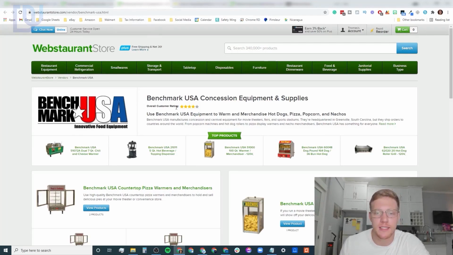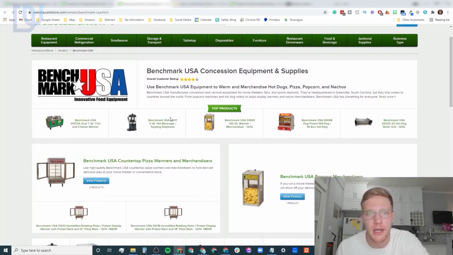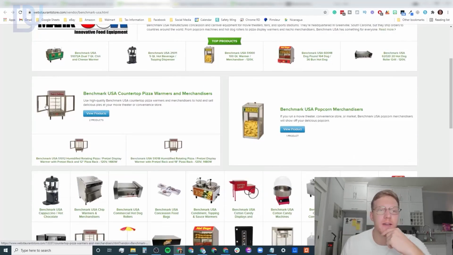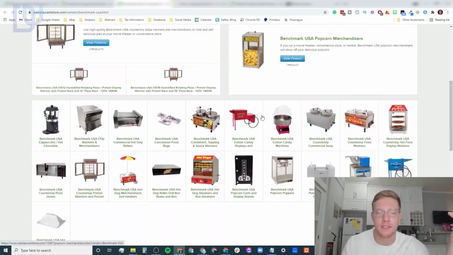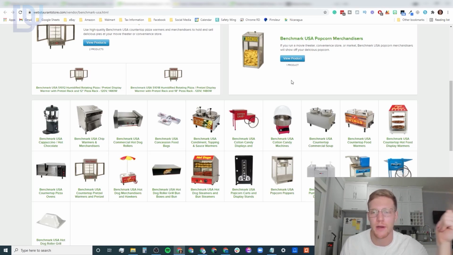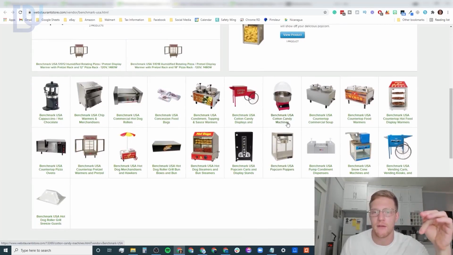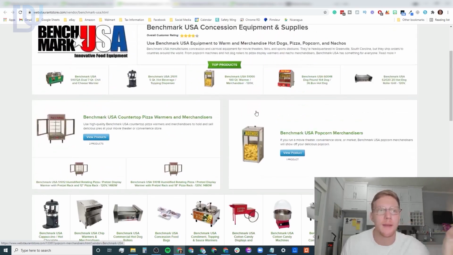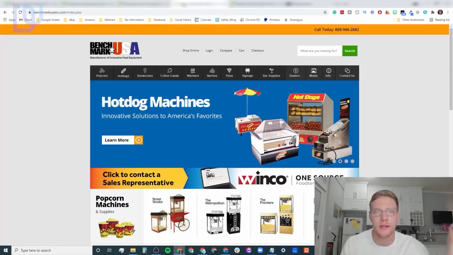Eventually you might come across something. So Benchmark USA actually did just get recently bought out by Winco, but as you can tell, they have some bigger items. They have items that are more like what I want to sell, big items that you're going to make a decent profit right off the bat. They're probably expensive. They're not selling small little one-offs, except for maybe like these concession food bags. Everything's going to be a decent profit. They look sturdy. They look like something that's not going to break on you. And why would you not try to contact them?